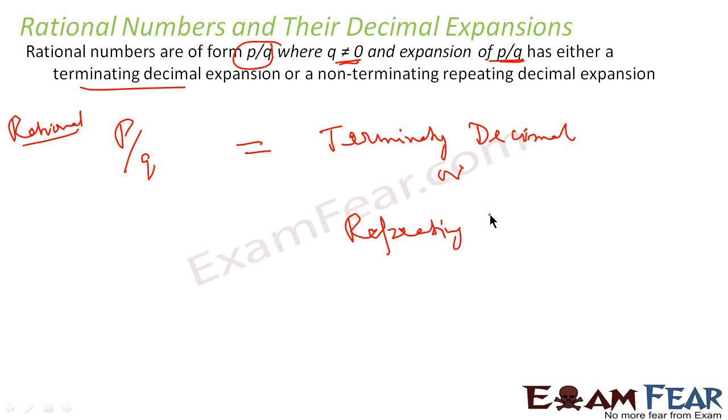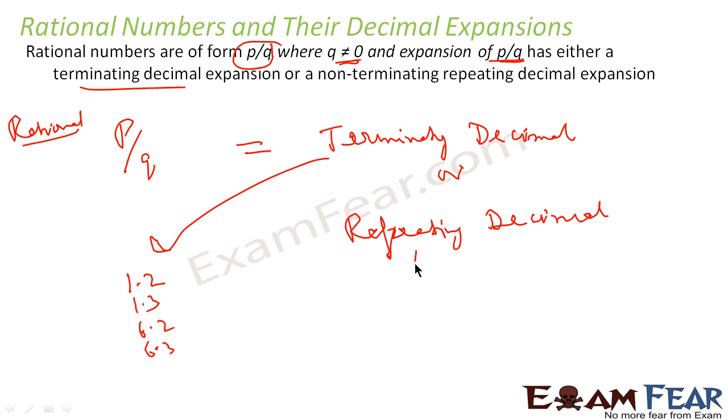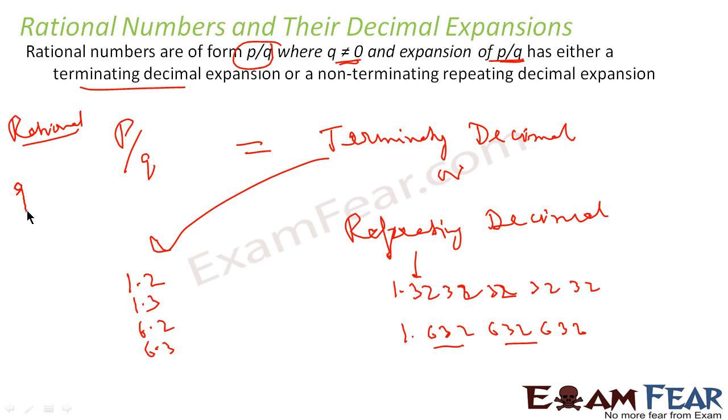For example, for terminating, let's suppose 1.2, 1.3, 6.2, 6.3 like this. For repeating, let's suppose 1.32, 32, 32, 32, that form, or 1.632, 632, 632 like this. Here you see 632 is repeating. So for a rational number P by Q where Q is not equal to 0, that's the condition, if you expand this it becomes either a terminating decimal or a repeating decimal. Correct? It will never be non-terminating, non-repeating.